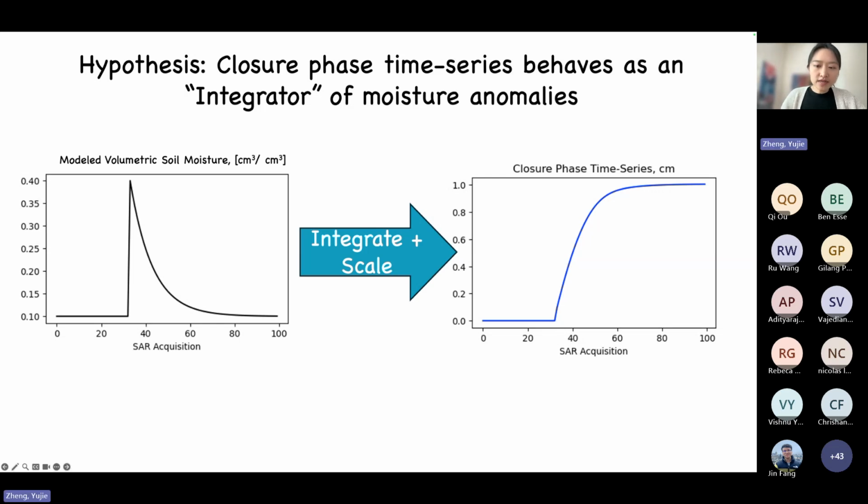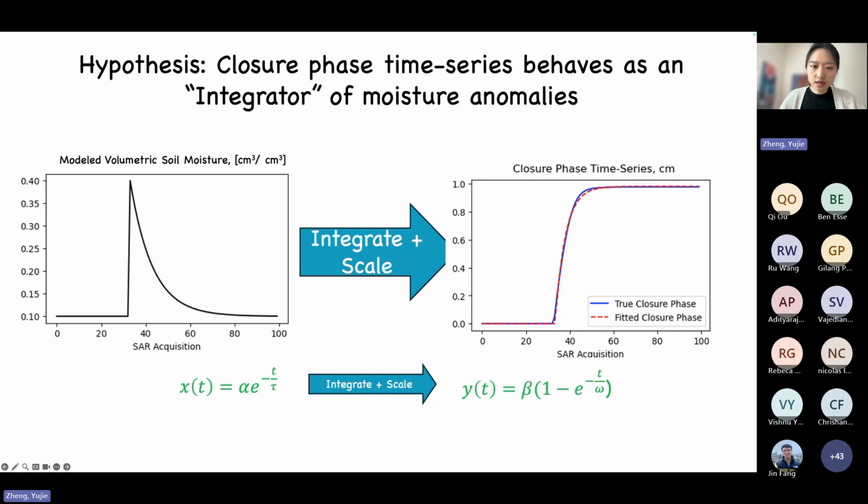So to test this, we start with a soil moisture anomaly that decays exponentially over time. For an integrator, the predicted closure phase time series will be a saturating exponential. So we then fit this functional form to the closure phase time series produced by simulation, and we find that this matches almost perfectly.